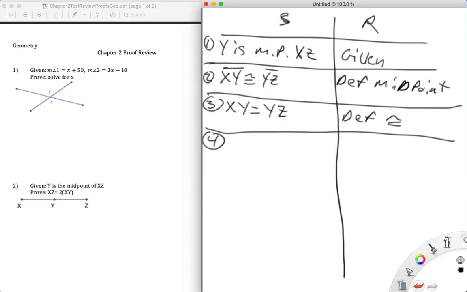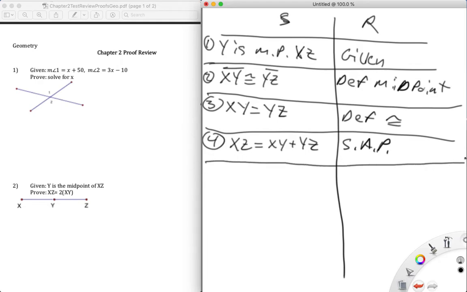Now, next step, I have this bigger segment, xz, and it's made up of adding these two smaller segments, xy and yz. So I can say that xz is equal to xy plus yz. And that's due to the segment addition postulate, which says that the two smaller segments add up to make the bigger segment.